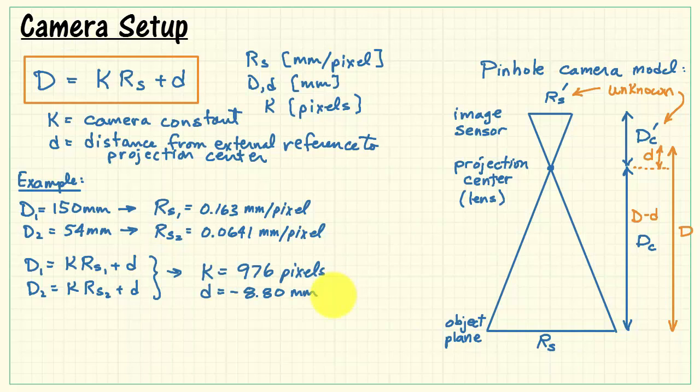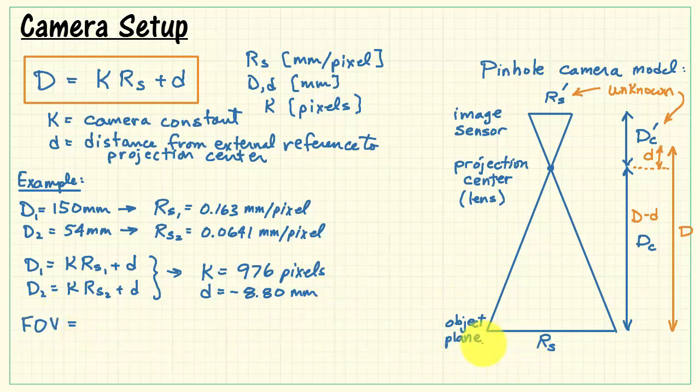Now with 2 equations, you can solve that pair of equations simultaneously and you come up with the camera constant and that distance from the projection center to the reference mark. In this particular case, the value is negative because my reference mark is actually the very front edge of the webcam, and that's in front of the projection center. If we go the other direction, then we would end up with a positive value.